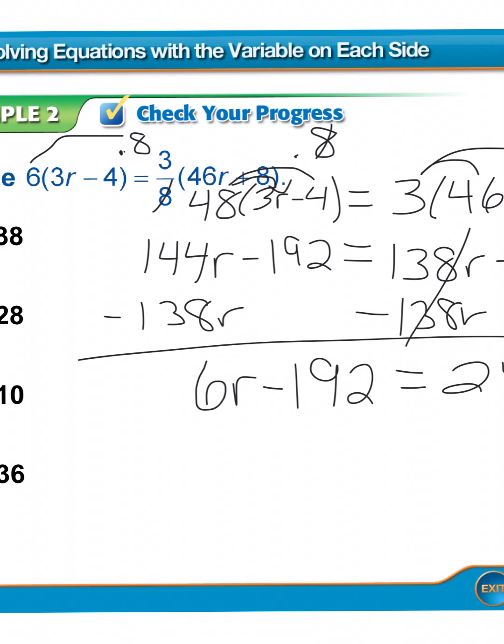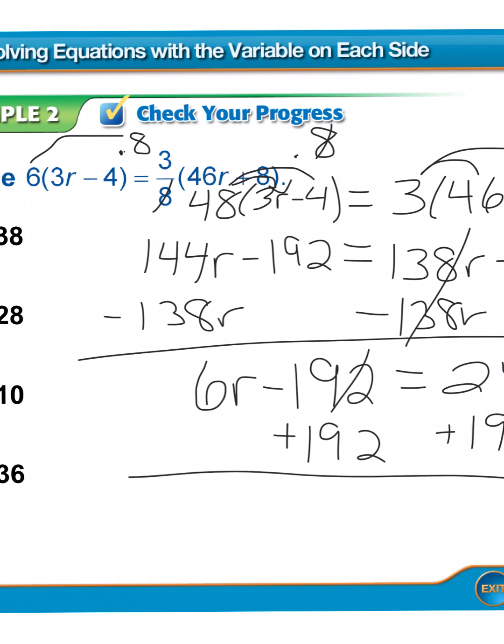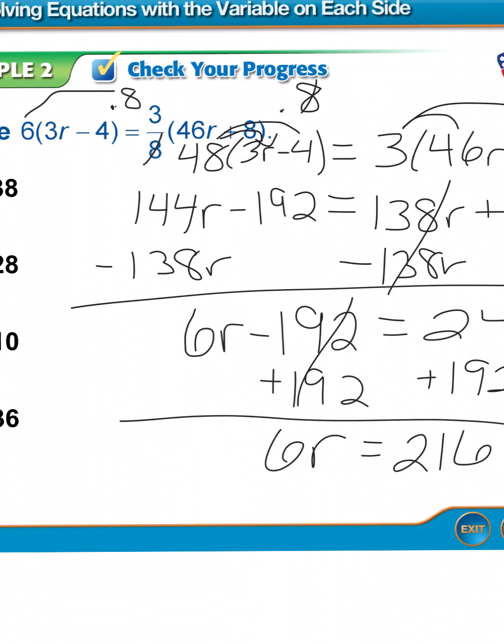What's our next step? Add 192. What's 24 plus 192? 216. Last step. Divide by 6. R equals, what is it? 36. Thank you. Okay, take all of these slow. You see how much work I just did? I should see that every time you guys do one of these problems. Okay, show that work.